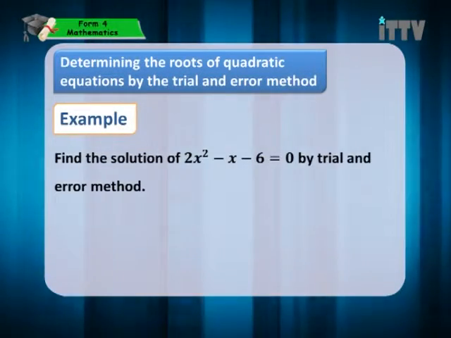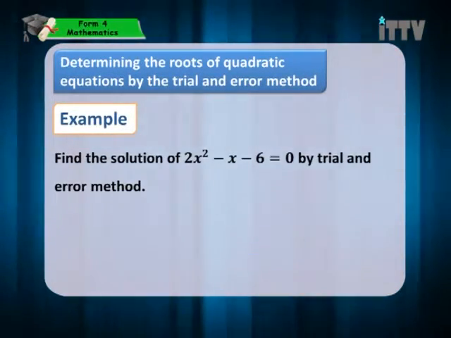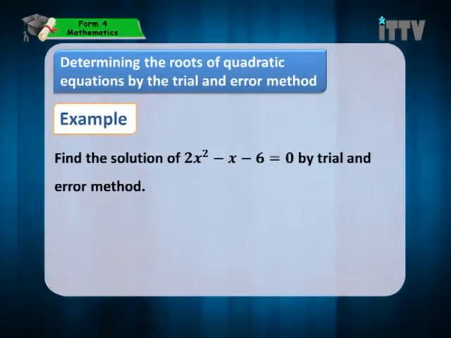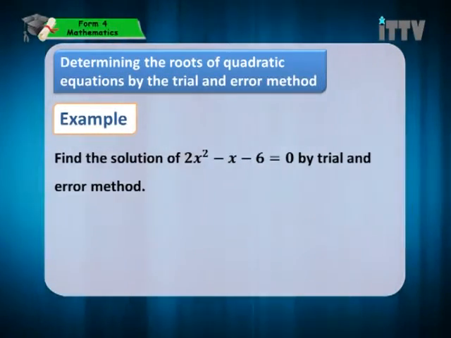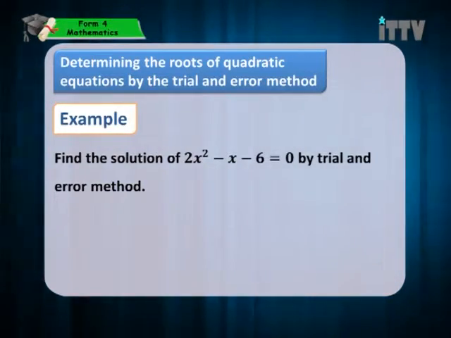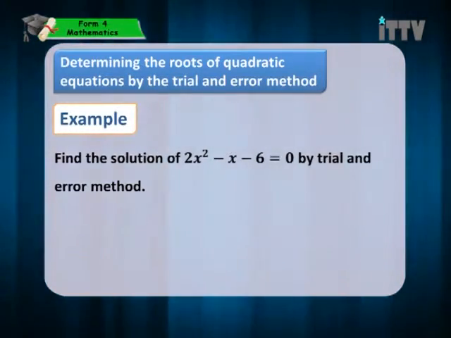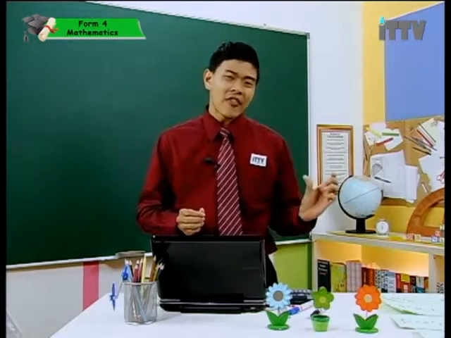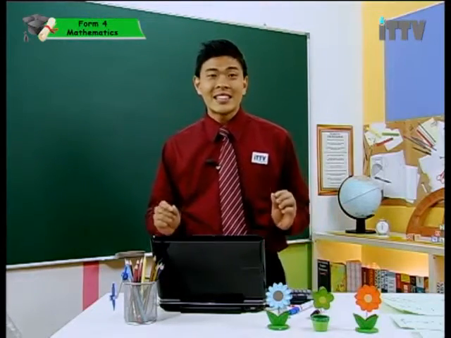Alright, let's take a look at this example. Find the solution of 2x squared minus x minus 6 equals 0 by the trial and error method. So given here is a full quadratic equation, and now we are trying to identify the root or the solution, or the value of x which will satisfy the equation. And once it comes to your mind, satisfy, it means that the left and the right hand side should be equal once the value of x is substituted.